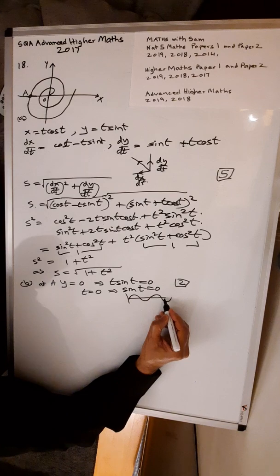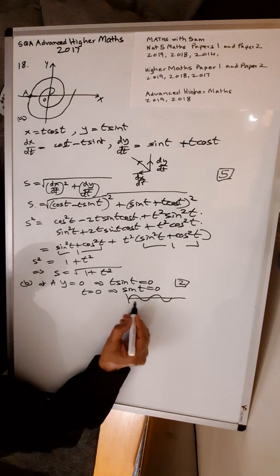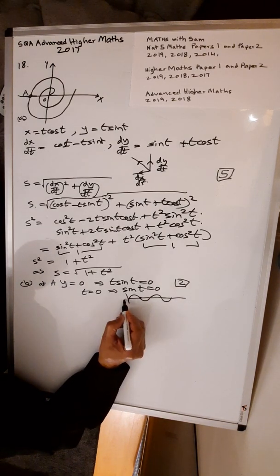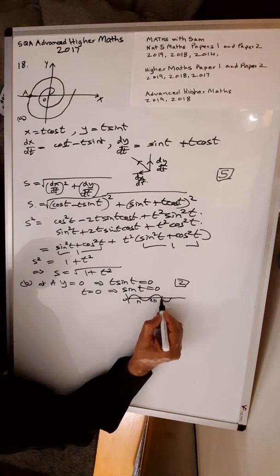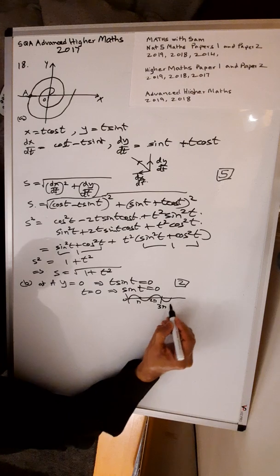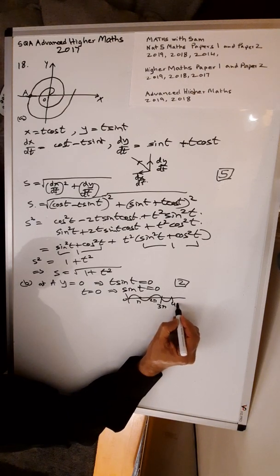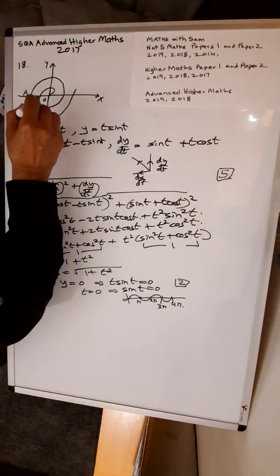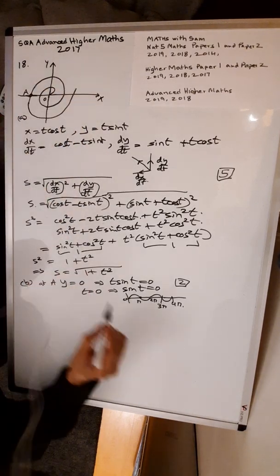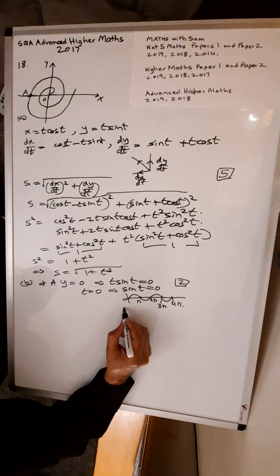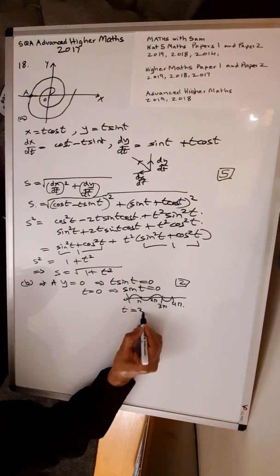Okay, there. So it starts here. There's 0, pi, 2 pi, 3 pi, 4 pi. So if you go back to there, there's 0, pi, 2 pi, 3 pi. So that means that t is equal to 3 pi.